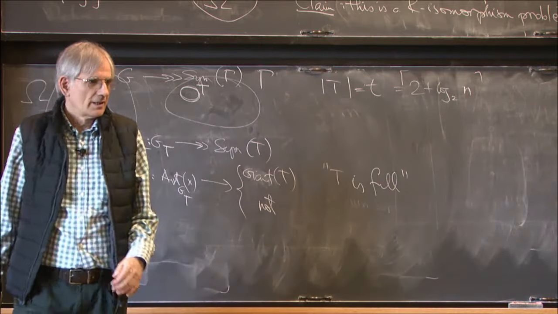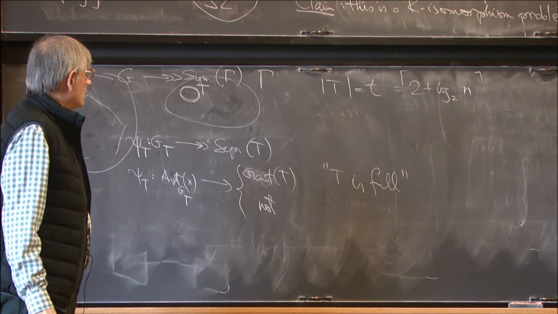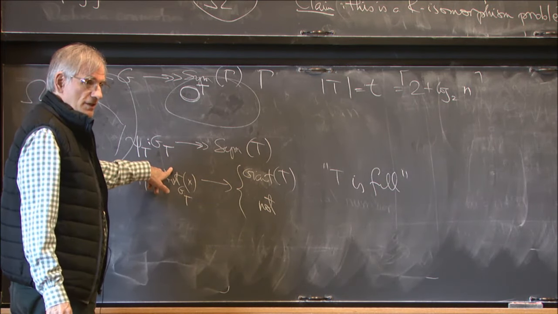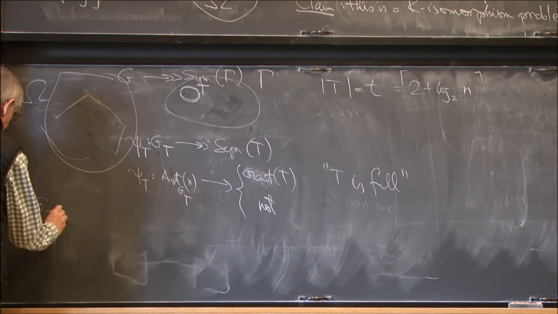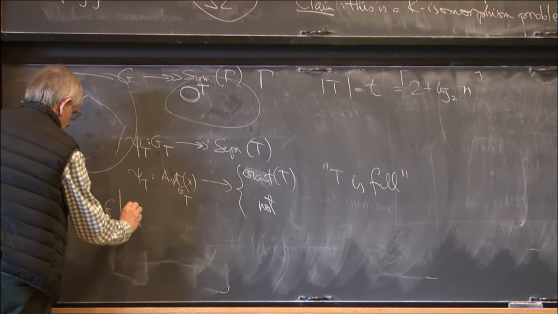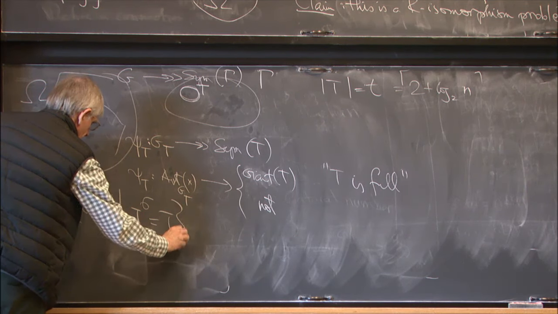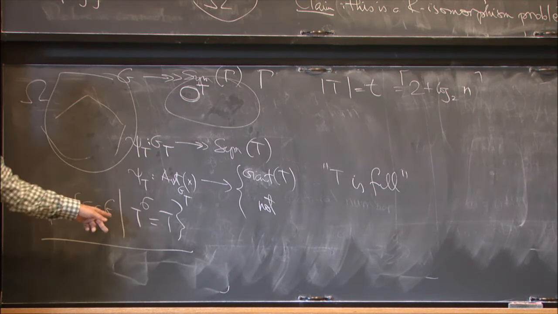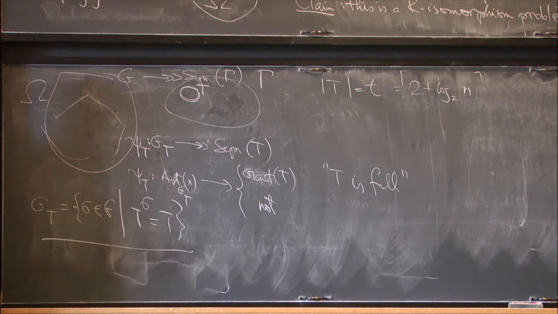What, g? N or m? I'm sorry. Oh, g sub t. G sub t is the setwise stabilizer of t in g. So g sub t is the setwise stabilizer of the set t. Maybe not. Exactly. I mean, the identity is usually there, but nothing else.